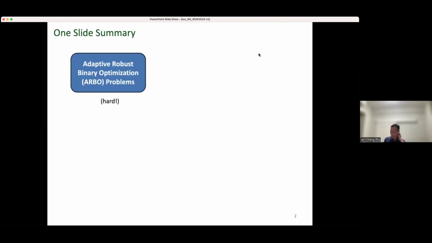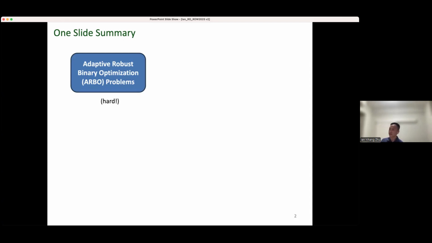So let me start by giving just a quick one-slide summary of what this talk is about. In this talk, we're going to be focusing on a family of adaptive robust binary optimization problems, or two-stage robust optimization problems. For those who work in robust optimization, whenever you hear two-stage or multi-stage robust with discrete variables, you should immediately feel that this is a difficult problem to solve. And if you're not in this area, you'll see very soon that this is a hard problem to solve.